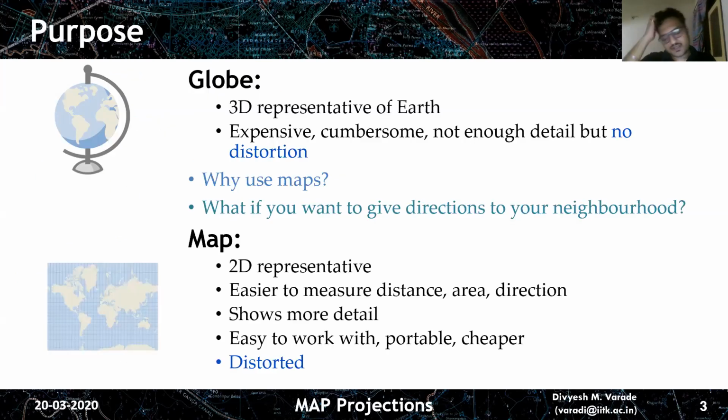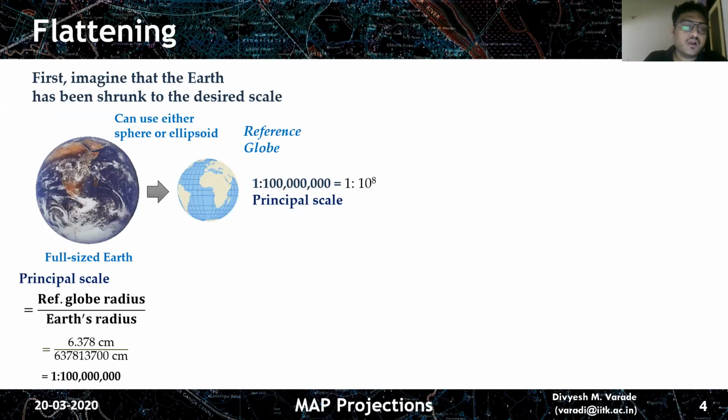Now, distortion is not necessarily very bad because there are ways to counter it and minimize it, although distortions are inevitable in maps. So let us first imagine that we have a reference globe, which represents the scaled or shrunk version of the Earth. This Earth can either be a sphere or an ellipsoid, depending upon the choice. And usually the software that we use for preparing maps takes care of all the calculations, whether you choose a sphere or an ellipsoid as your reference Earth.